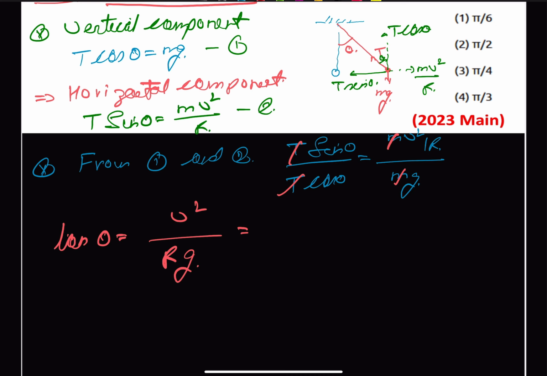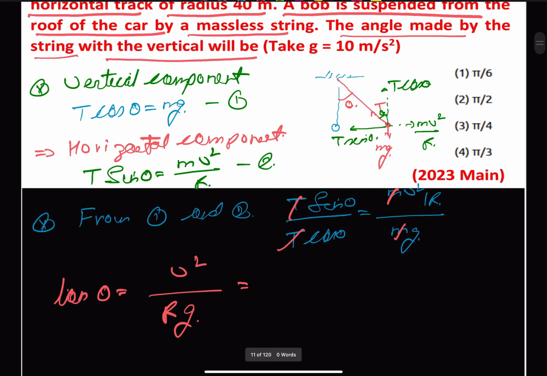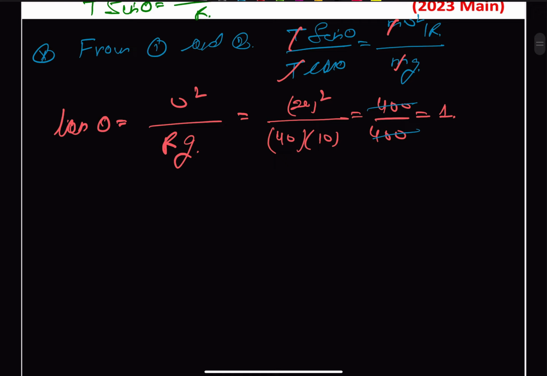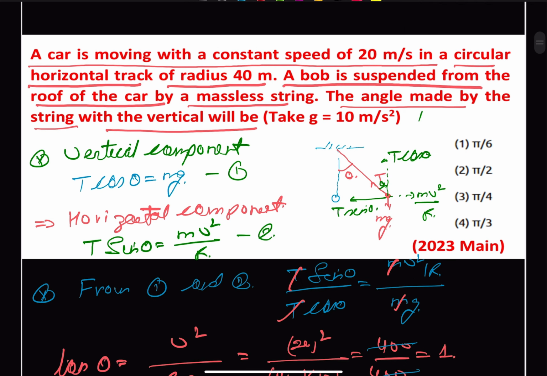And velocity is given as 20, radius is 40, g is 10. So we substitute, we get 20 square divided by 40 multiplied by 10, which comes as 400 divided by 400. This goes away, it is equal to 1. Therefore theta is equal to pi by 4. So the angle with the vertical is pi by 4. Okay, option number 3 is correct.